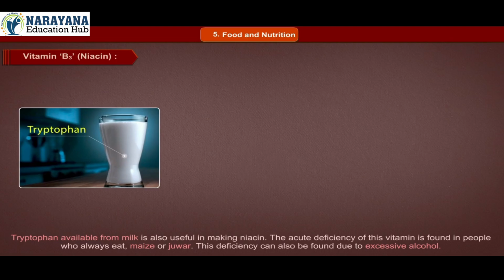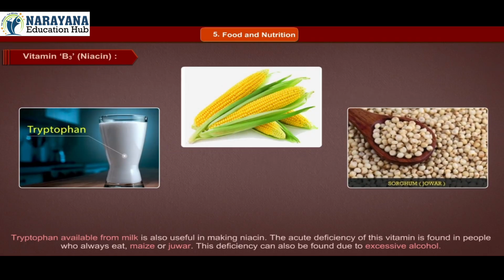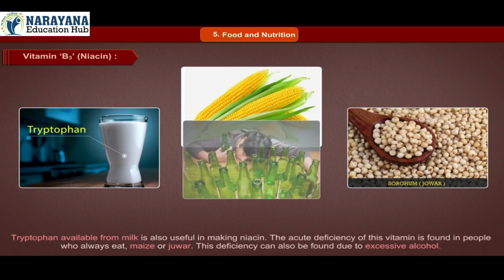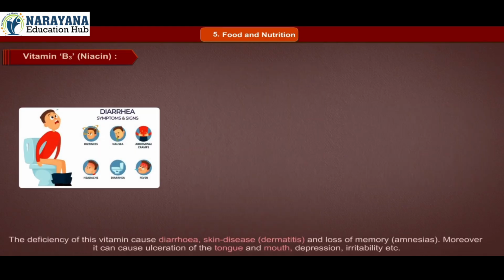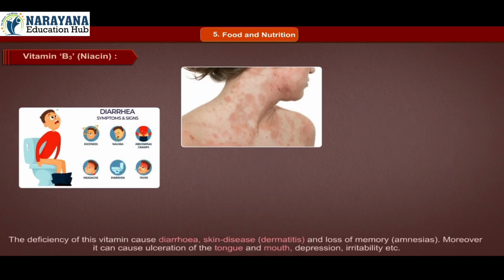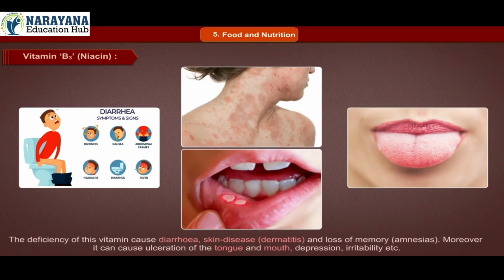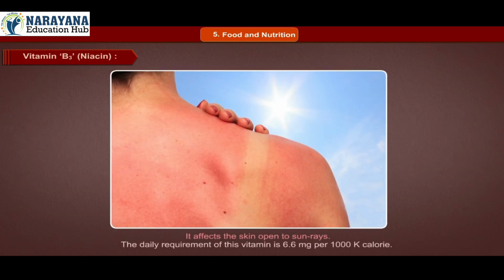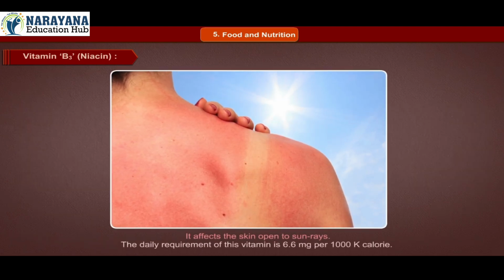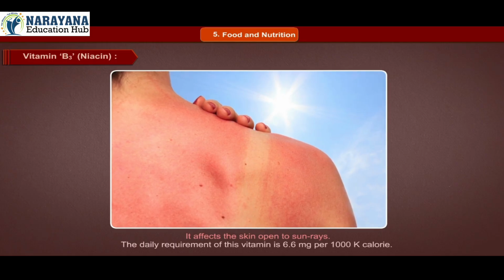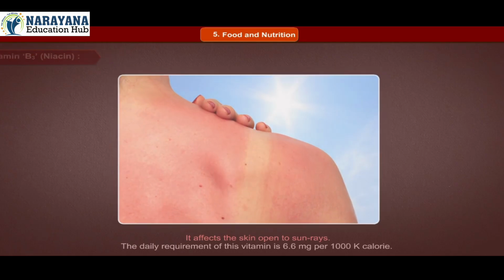The acute deficiency of this vitamin is found in people who always eat maize or jowar. This deficiency can also be found due to excessive alcohol. The deficiency of this vitamin causes diarrhea, skin disease, that is dermatitis, and loss of memory, that is amnesia. Moreover, it can cause ulceration of the tongue and mouth, depression, irritability, etc. It affects the skin open to sun rays. The daily requirement of this vitamin is 6.6 mg per 1000 kilocalorie.